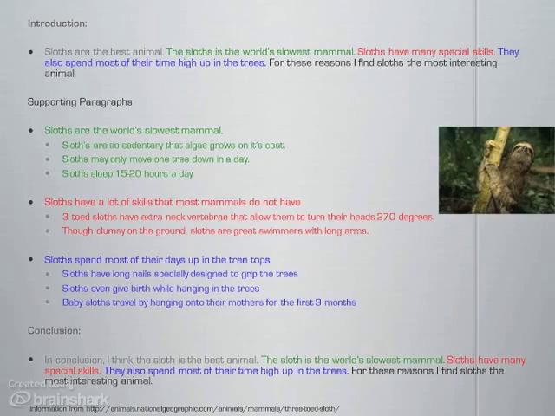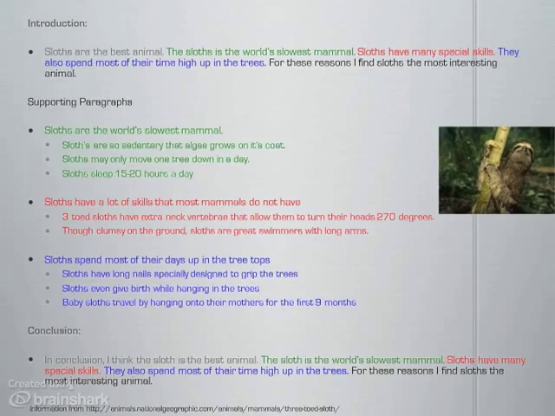So in the introduction, I start by saying sloths are the best animal, which is what the paper is going to be about, and then I talk about how sloths are the world's slowest mammal, which is going to be my first paragraph with supporting evidence. And then I talk in my second supporting paragraph about how sloths have many special skills. And in the third paragraph, I talk about how sloths spend most of their time high in trees. And then I conclude by just saying, for these reasons, I find sloths the most interesting animal.